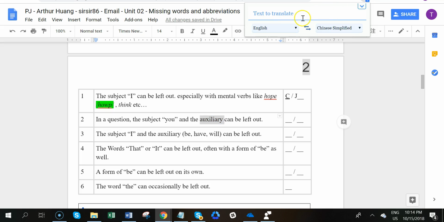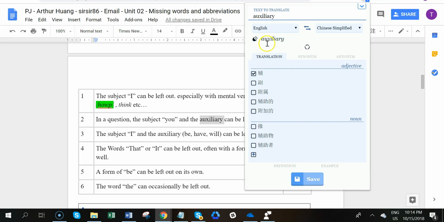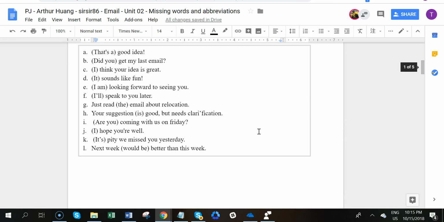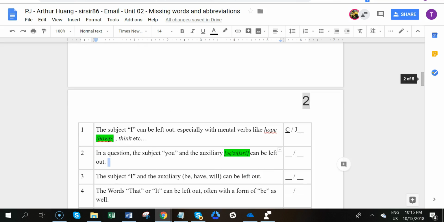Auxiliary. That is read as auxiliary. Yes. This is how you read that word. Auxiliary. Yeah. So, in the table above, what do you think this number describes? You. We can remove you. B and I. Yes, B and I.